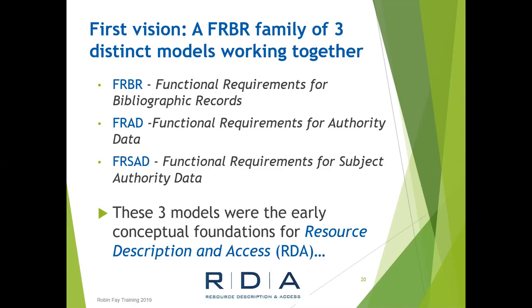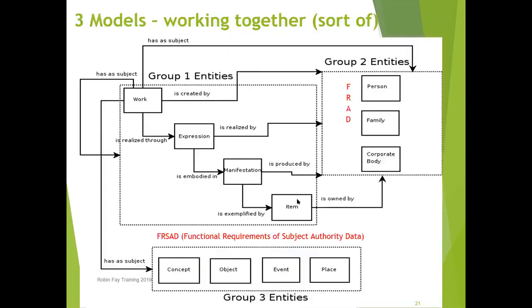So there were 3 models that were very distinct, and you can see just from the names, they're not parallel in terms of how they're considered. Because we didn't call it FRBA, or FRBAD, Functional Requirements for Bibliographic Data. We could have called it something like that. But we're looking at it from different ways. But those were really the early conceptual foundations for RDA, for that Resource Description and Access. And it looks kind of like something like this.